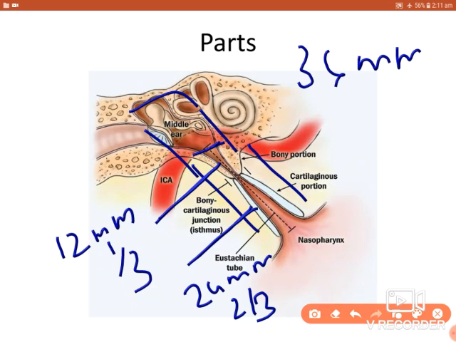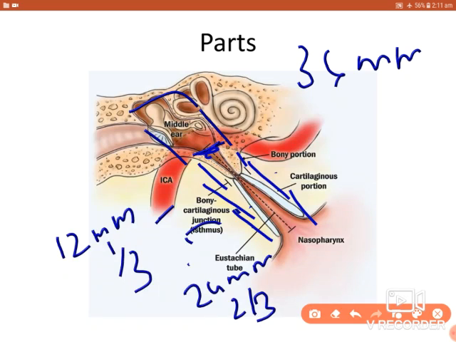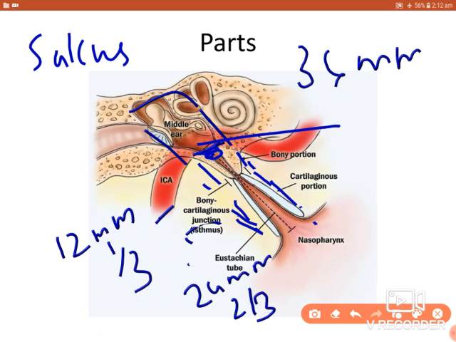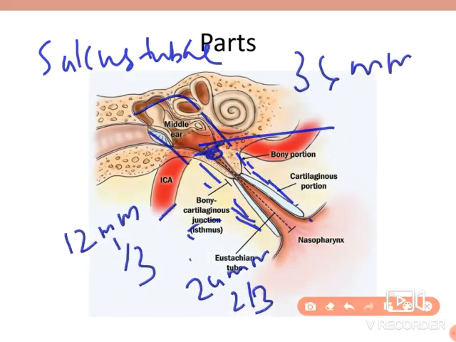Here, the junction between the bony and cartilaginous part is narrow and that part is called the isthmus. The auditory tube directs downwards, forwards and medially from the anterior wall of the tympanic cavity to the nasopharynx. Then the cartilaginous part is also in the same direction, downwards, forwards and medially through a groove on the undersurface of the base of the skull. That groove is called the sulcus tubae, that you can see on the base of the skull, the articulation between the greater wing of the sphenoid and the petrous part of the temporal bone.